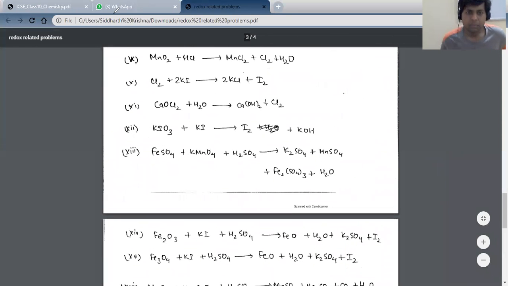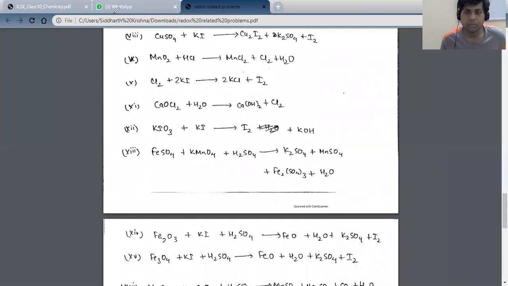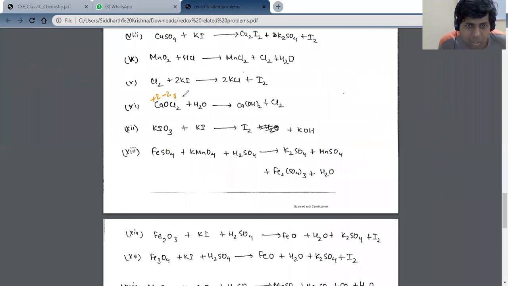Sir, I just wanted to know the charge of the different elements in there. Okay. So 11th, calcium will have +2, oxygen will have -2, chlorine will have 0, hydrogen +1, this -2, this +2, oxygen -2, hydrogen +1, chlorine 0. Is it clear? Anyone has any doubt?